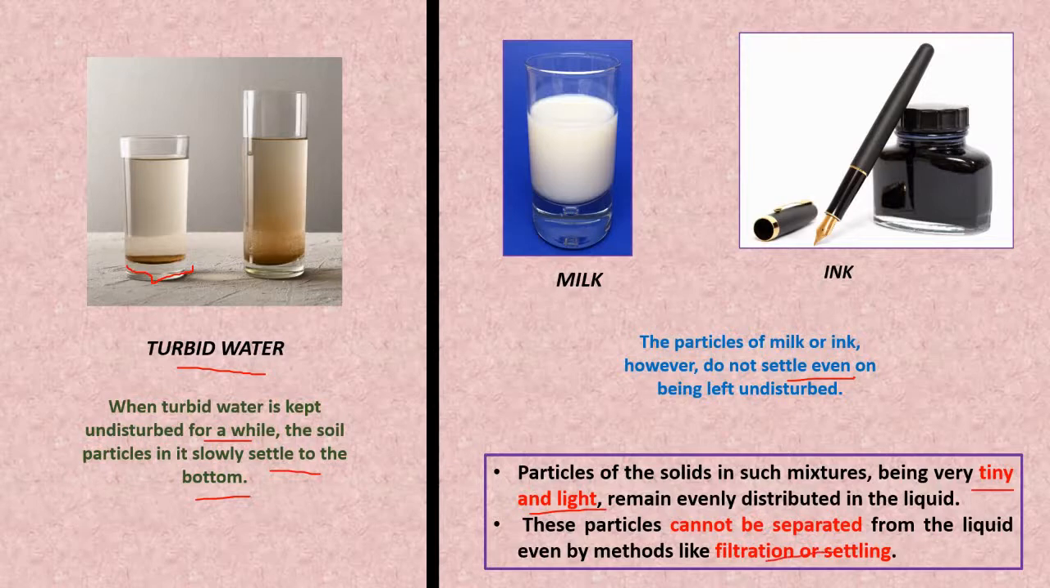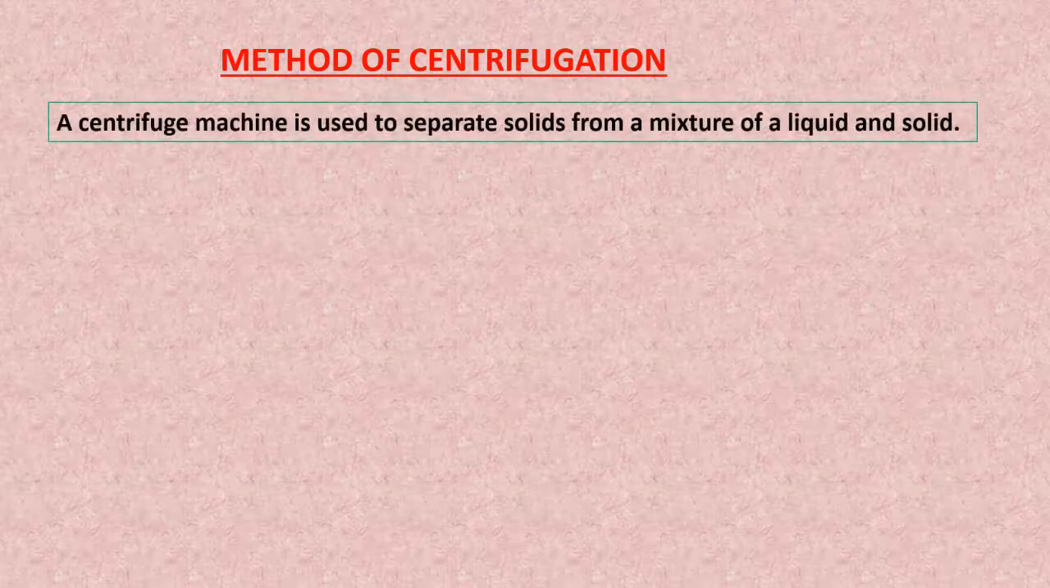So which method will be used to separate the solid particles from ink and milk? This we will learn in our next slide. To separate the solid particles from such mixtures which cannot be separated by filtration and settling, the method of centrifugation is used. So what is this method of centrifugation? A centrifuge machine is used to separate solids from a mixture of liquid and solids. That means this machine is used to separate solids from liquids and also solid from solid itself.